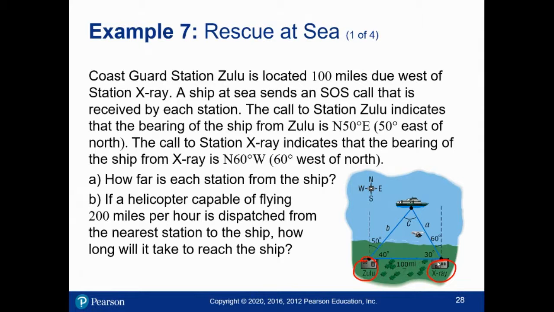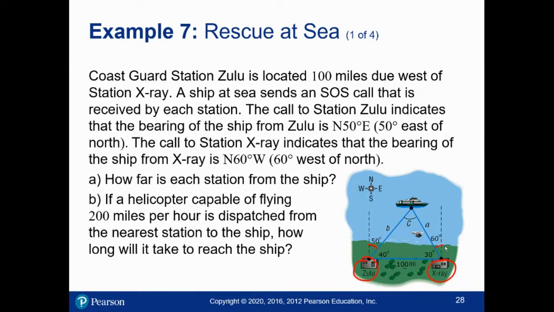So what each station can do is measure the angle to that signal. So Zulu says, I have an angle of 50 degrees east of north. There it is in this diagram, whereas X-ray says I have 60 degrees west of north. Where is the ship, basically?